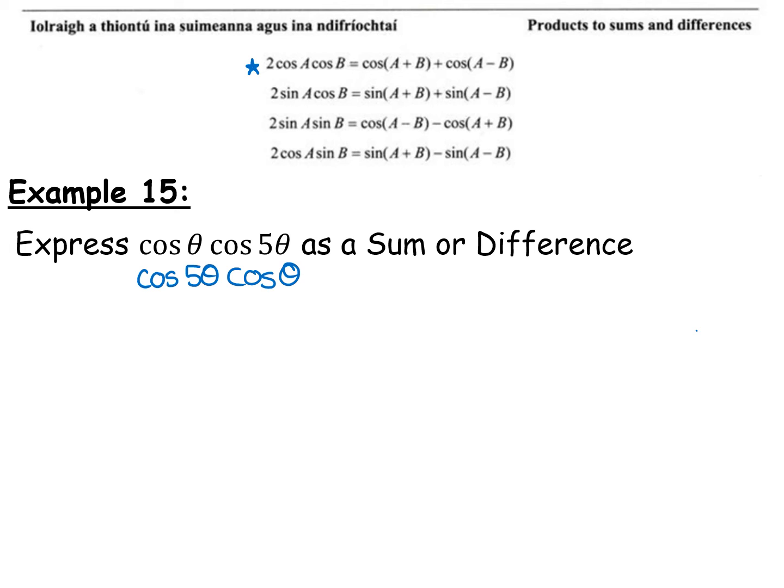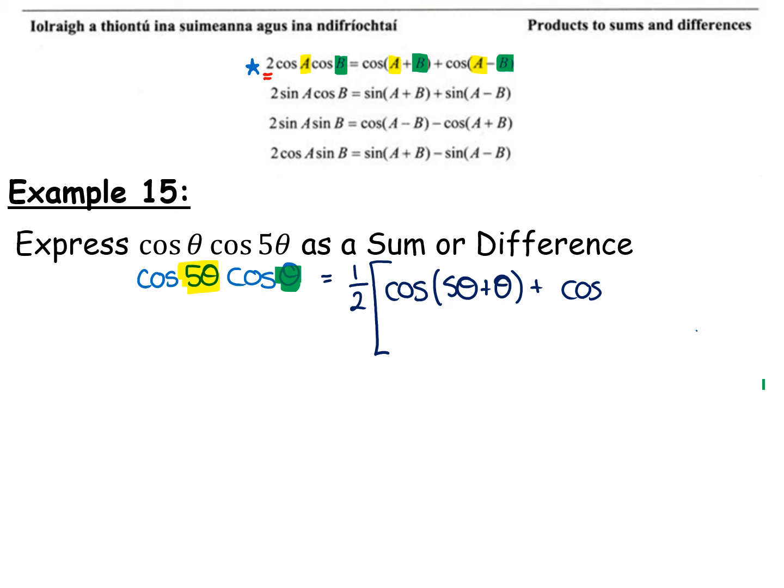And notice that we don't have the 2 in front of it, so we're going to have to deal with that. So A is 5 theta, B is theta. So because we don't have that 2 in front of it, our answer is going to end up with a half in front of the whole question. So we're going to have the cos of A, which is 5 theta, plus B, which is theta, plus cos of A, which is 5 theta, minus B, which is theta.